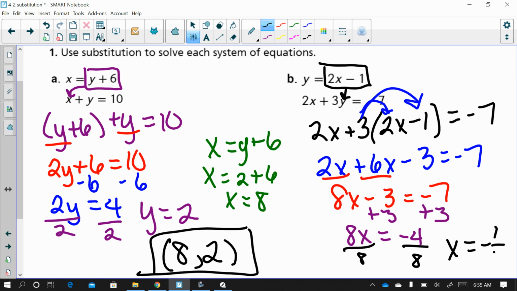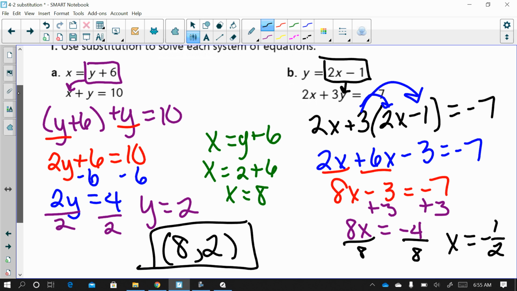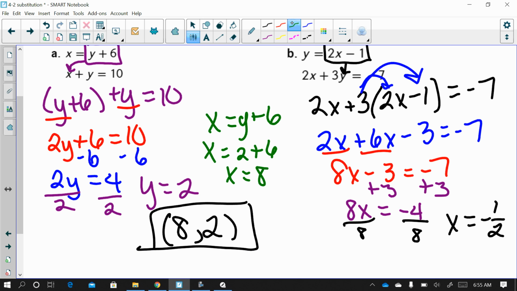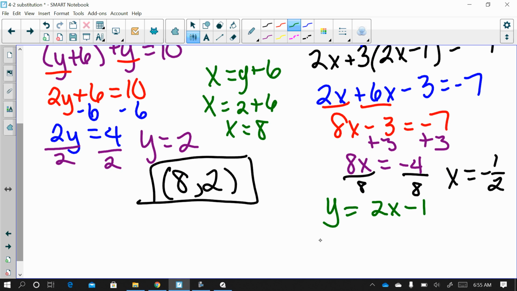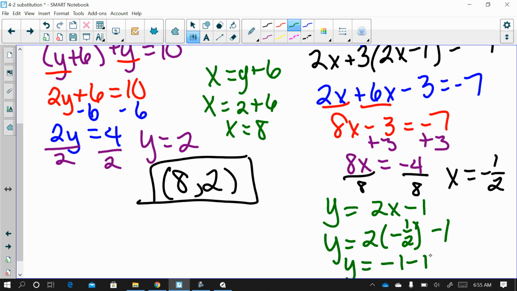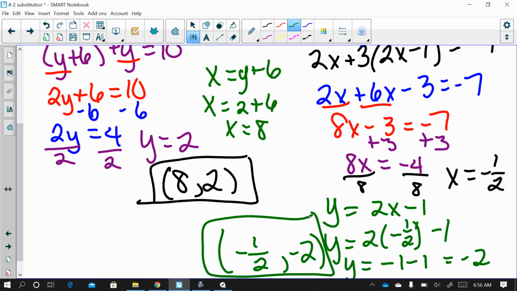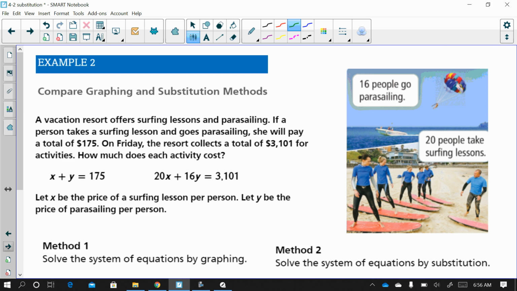x equals negative 1/2. Okay, not done though, because now I need to solve for y. So I know that y equals 2x minus 1. Let's plug in negative 1/2. So y equals 2 times negative 1/2 minus 1. So y equals negative 1 minus 1, which equals negative 2. Final answer, (negative 1/2, negative 2). Okay, much easier than graphing because we are knowing exactly 1/2 and not just guessing. So let's compare graphing and substitution.